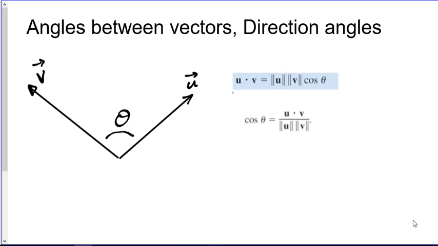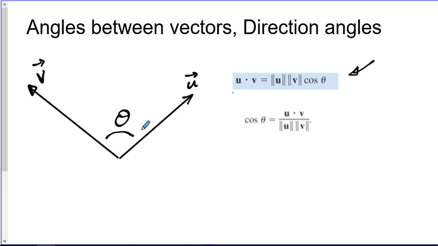Alright, so let's take a little time here to look through angles between vectors and direction angles. And so we'll start here back with the geometric version of my definition for a dot product. U dot v is the magnitude of u times the magnitude of v times the cosine of the angle between the vectors. So there's a picture of two vectors with the angle between them.